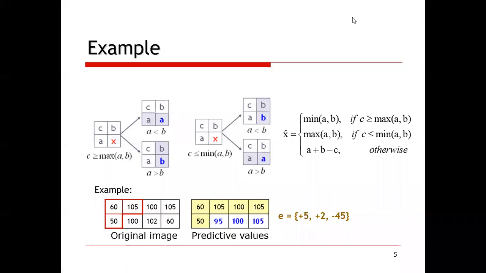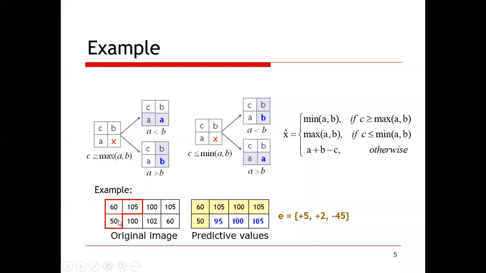If c is less than or equal to the minimum of a comma b, then the predictive value of the given pixel will be the maximum of a comma b, otherwise a plus b minus c. By using this formula we will predict the value of a given pixel. Suppose you want to predict the value of the given pixel 100.